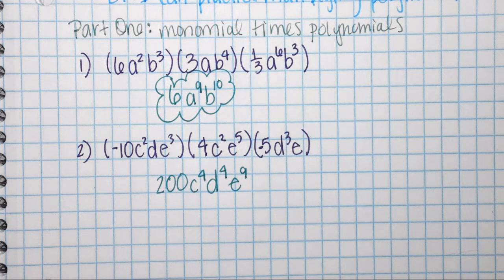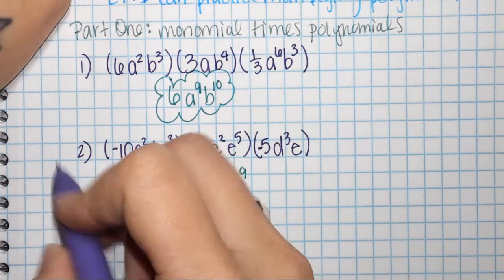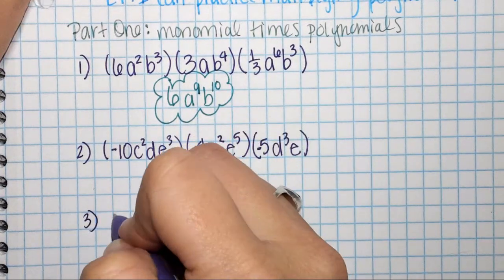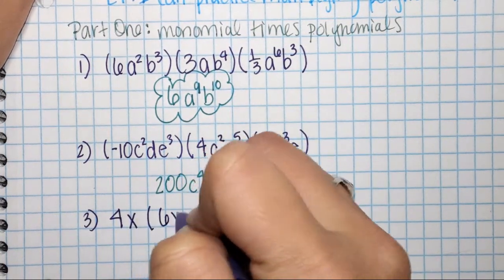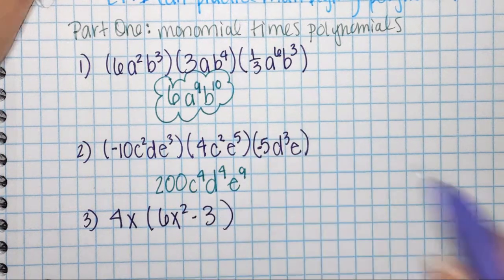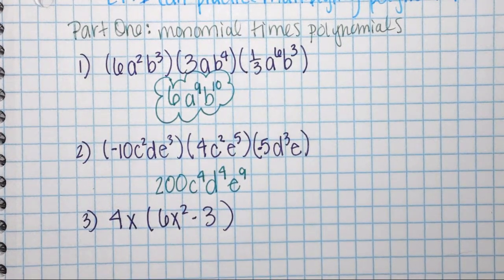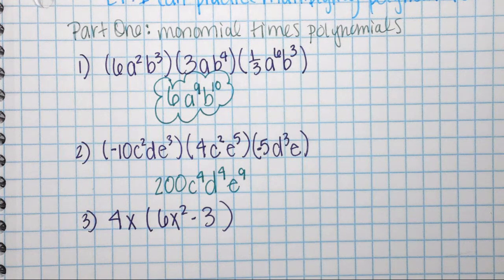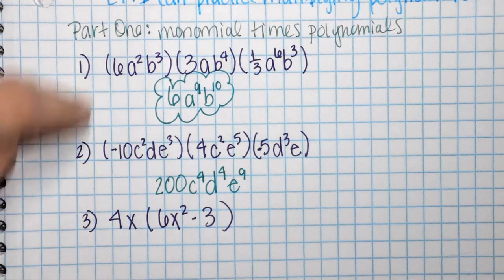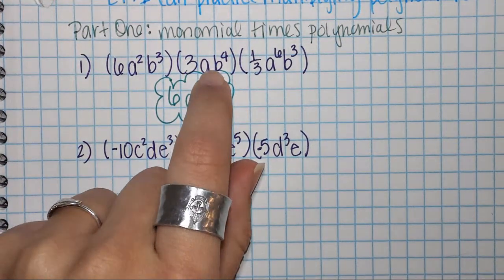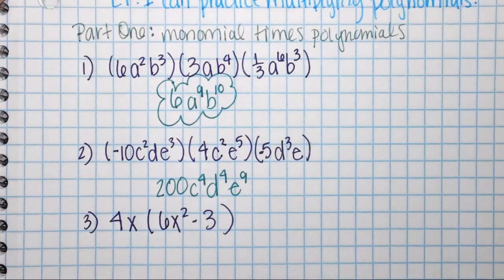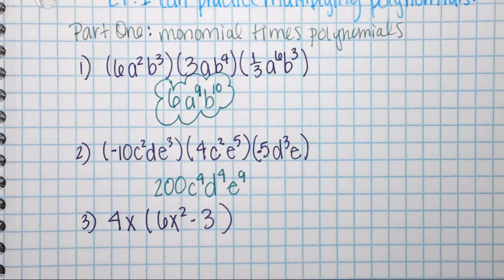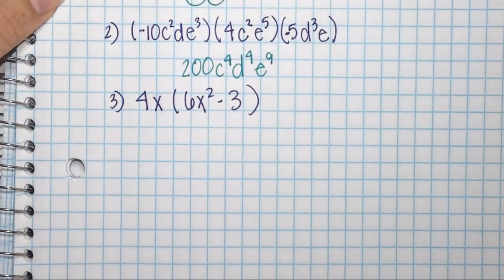Yes. All right. Now, next step in part 1 is we're going to do a monomial times a binomial. So I'm going to have 4x times 6x squared minus 3. I'm not done. Because this is technically a polynomial. It just has a specific name of a monomial, right? So this all lies in this section. And then we're going to move to FOIL.